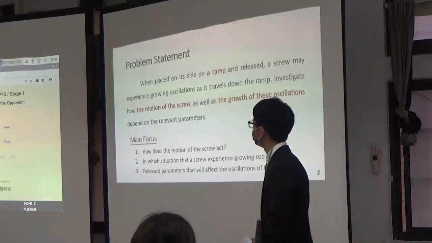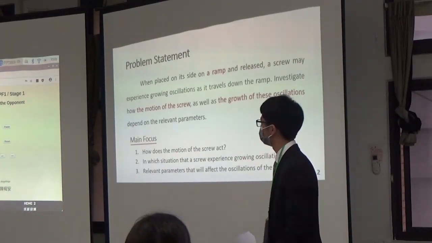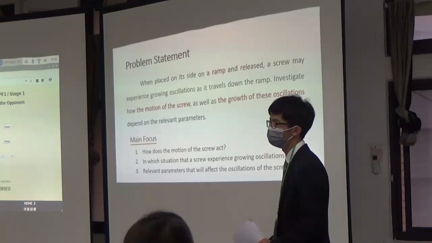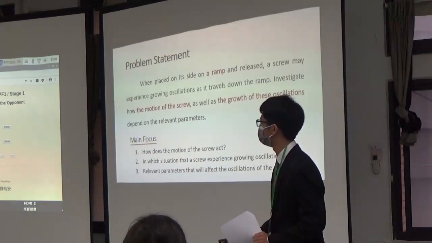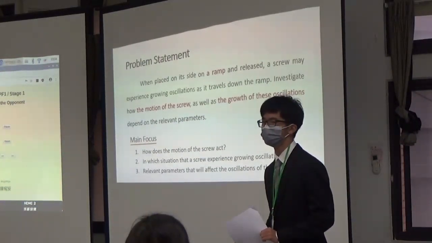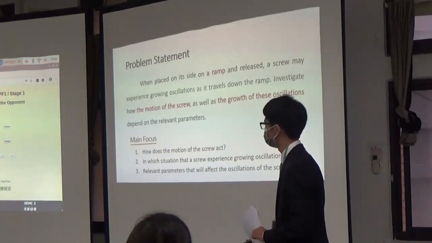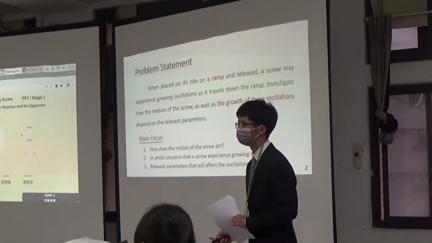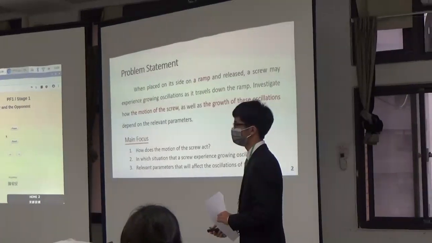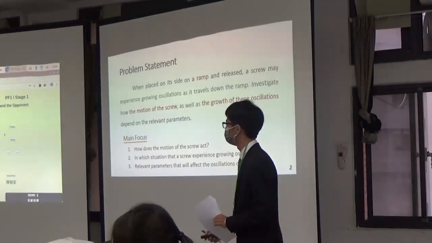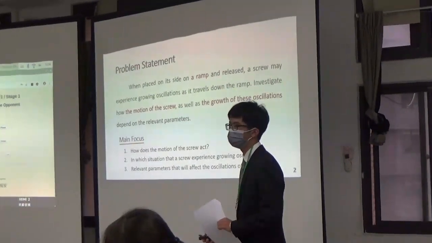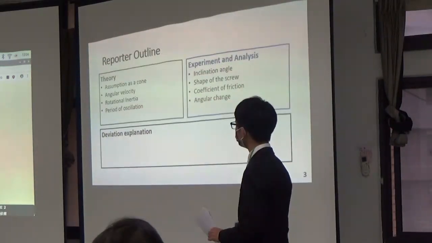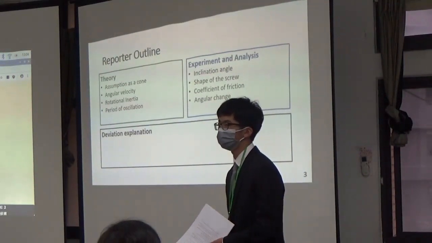When placed on its side on the ramp and released, a screw may experience growing oscillation as it travels down the ramp. Investigate how the motion of the screw, as well as the growth of these oscillations, depend on the ramp's parameters. So due to the problem statement, we mainly focus on the motion of the screw, in which situation the screw will experience growing oscillations, and relevant parameters that will affect the motion of the screw. So this is the outline of the reporter.